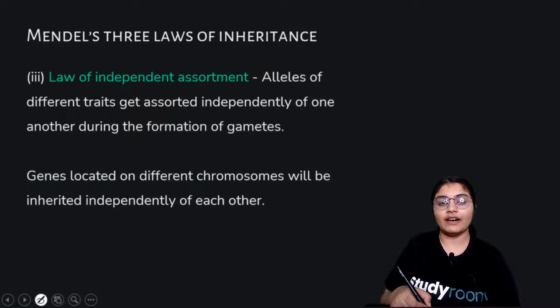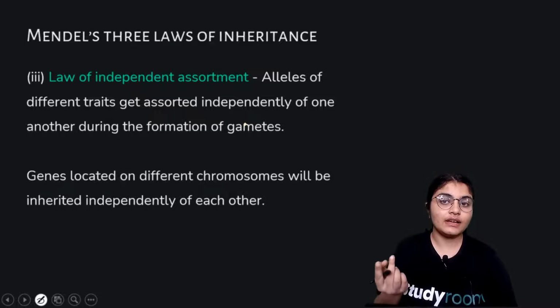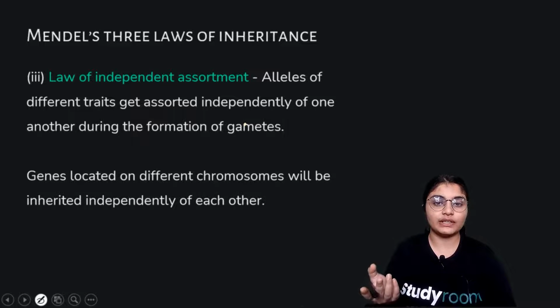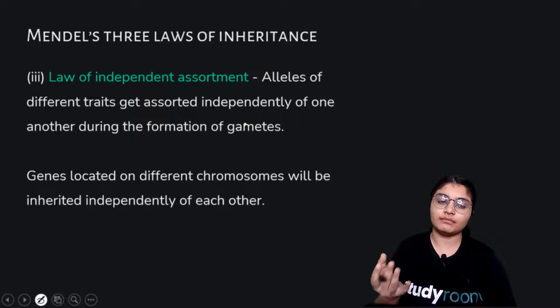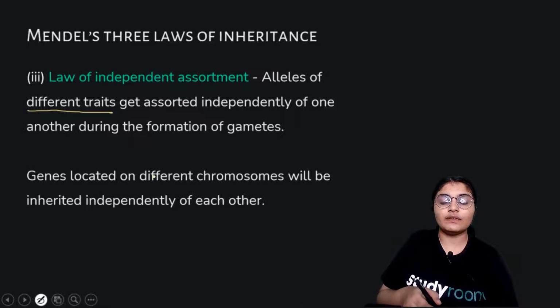The third law that we have is the law of independent assortment, and we will understand this law with reference to Mendel's dihybrid cross. The first two laws we understood in reference to Mendel's monohybrid cross, but for the third one, we'll use Mendel's dihybrid cross. Alleles of different traits get assorted independently of one another during the formation of gametes. In the law of equal segregation, we had alleles of the same trait, but here we have alleles of different traits.